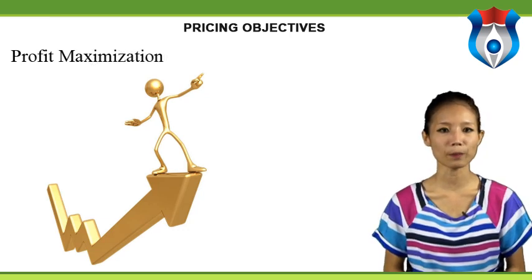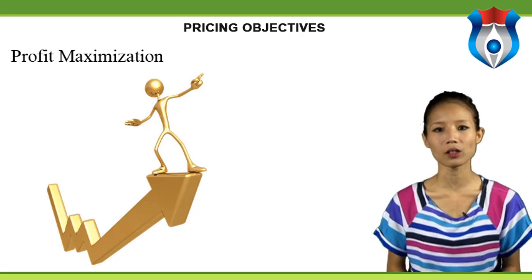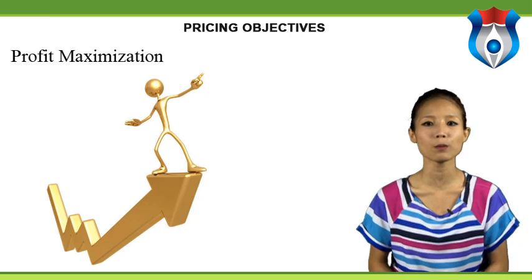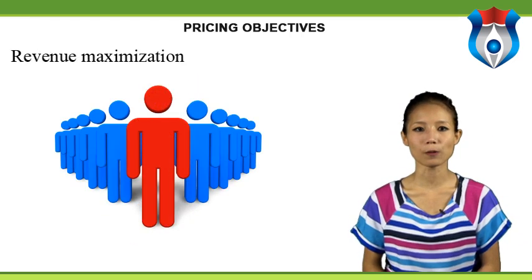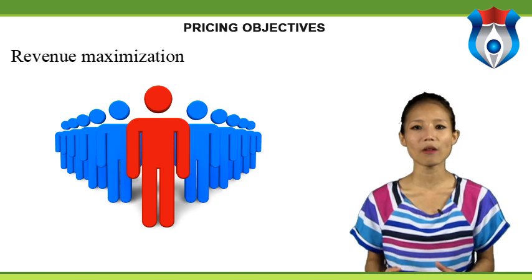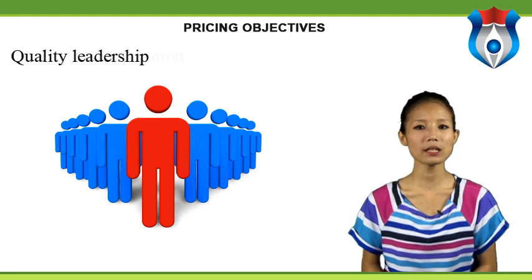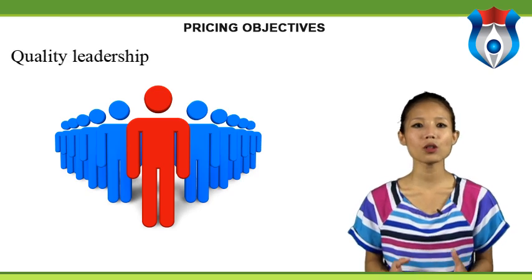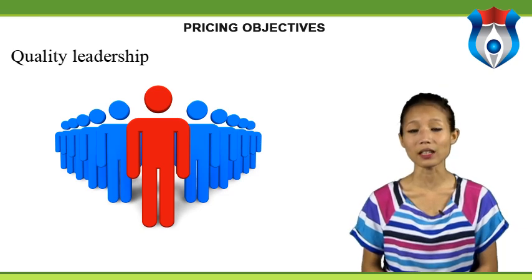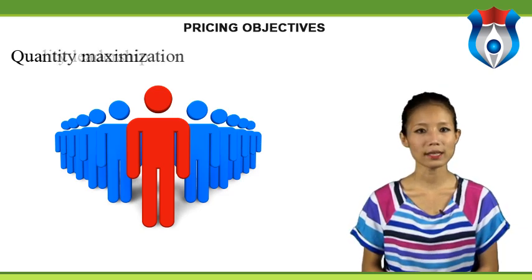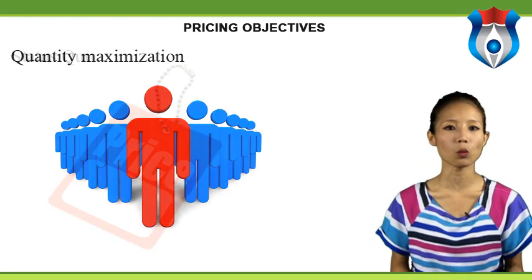Profit maximization. It seeks to garner the greatest dollar amount in profits. This objective is not necessarily tied to the objective of profit margin maximization. Revenue maximization. It seeks to maximize revenue from the sale of products without regard to profit. Quality leadership. It is used to signal product quality to the consumer by placing prices on products that convey their quality. Quantity maximization. It seeks to maximize the number of items sold.